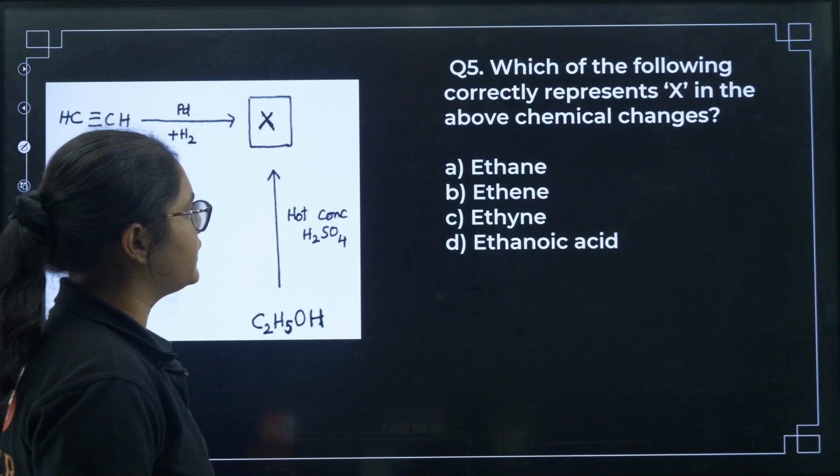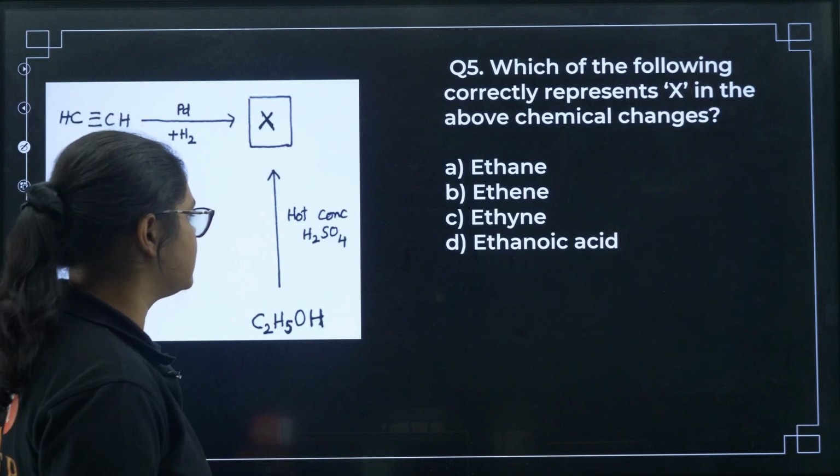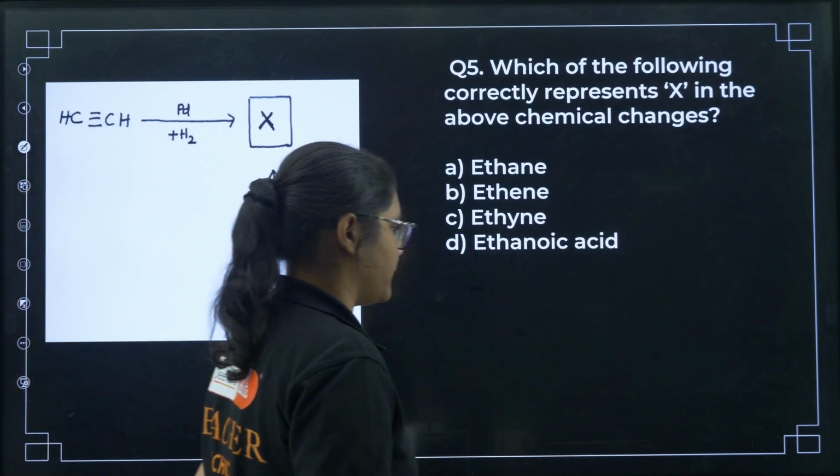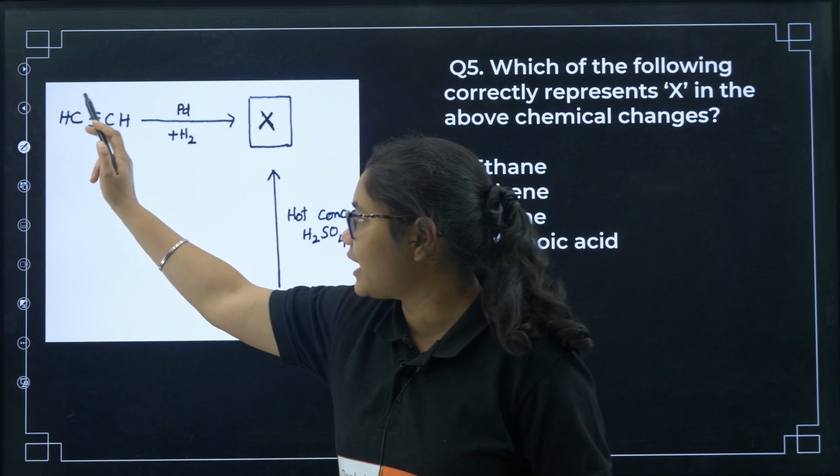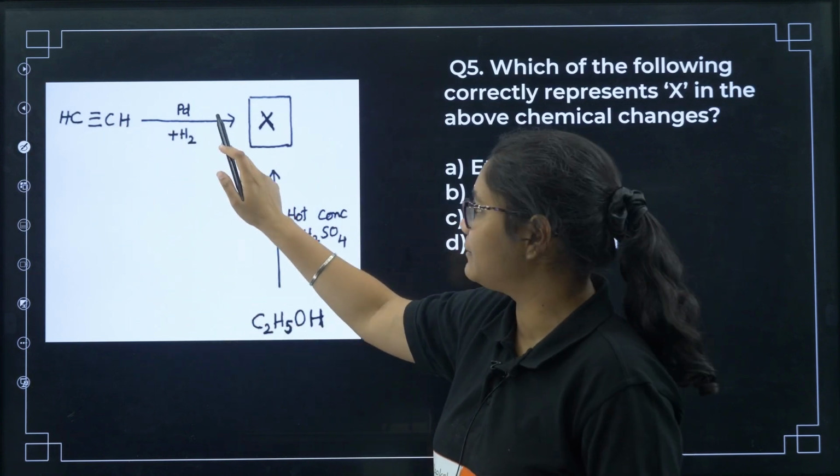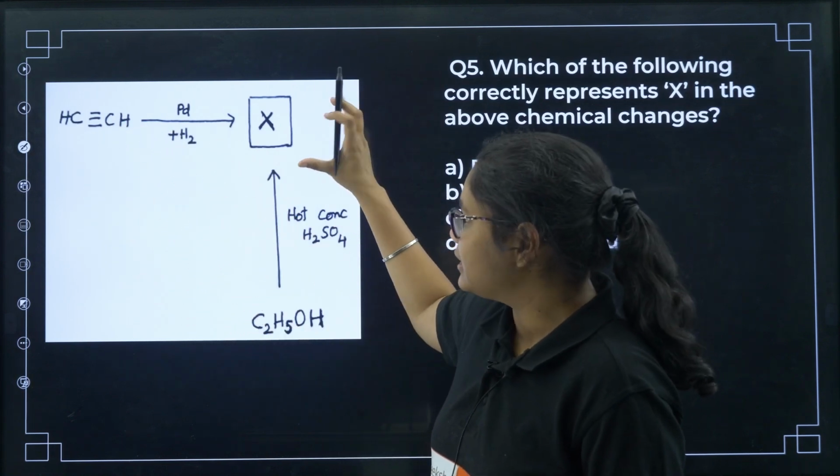Next, which of the following correctly represents X in the above chemical changes? If you see, you have ethyne, or you can say alkyne, you have added palladium and water, and you get something here.